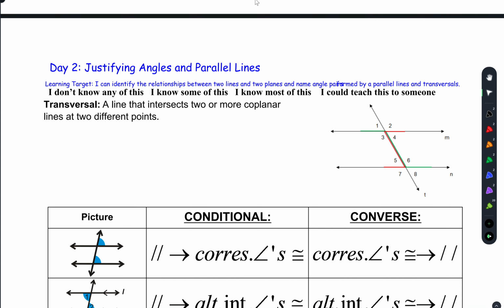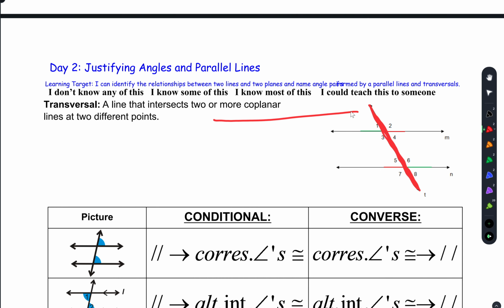Today, we're going to review some of that vocab from yesterday, and then we're really not learning any new vocab. We're just adding on to what we already did. So if you were not here yesterday, let's just review what we're talking about. We're talking about transversals, which are lines that intersect two or more lines. So in this diagram here, our line T is our transversal. It intersects those two lines, M and N.